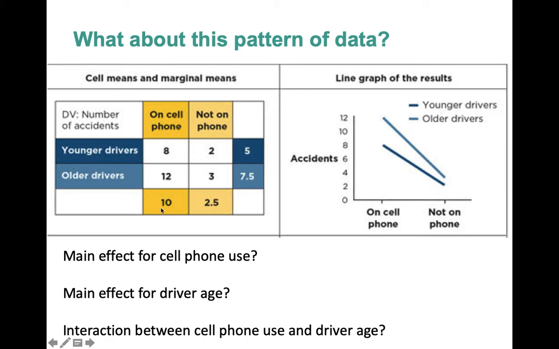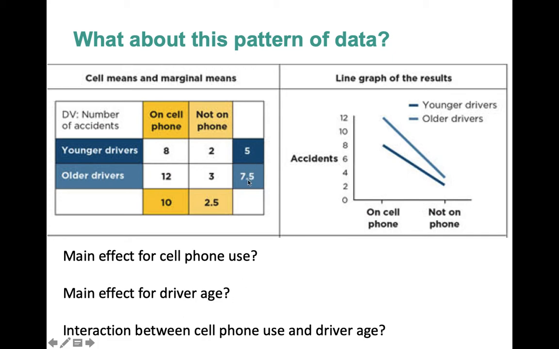When talking on a cell phone, on average, drivers get in more accidents than when not on a phone. Okay, so forget about the age for a minute. We'll just make the general statement: drivers get in more accidents when talking on a cell phone versus not. What about, is there a main effect for driver's age? Yes, there is. 5 versus 7.